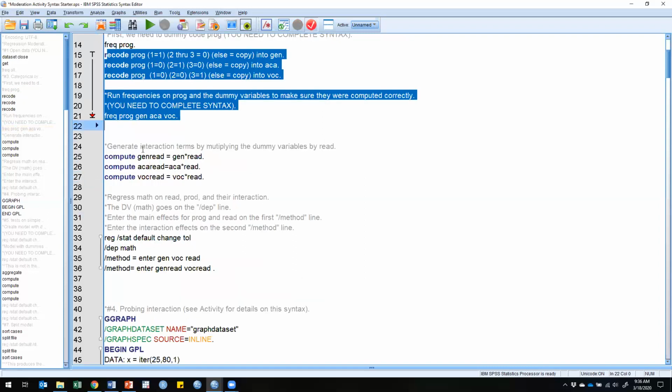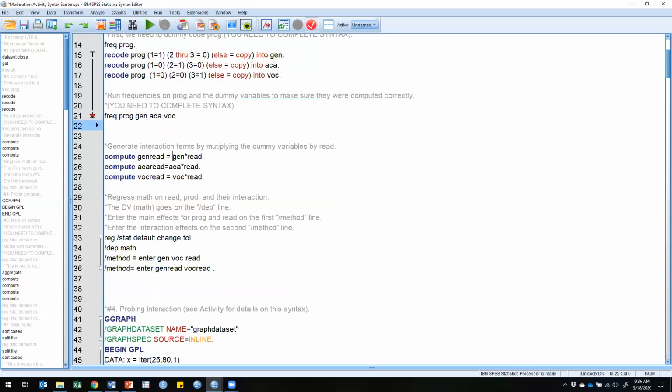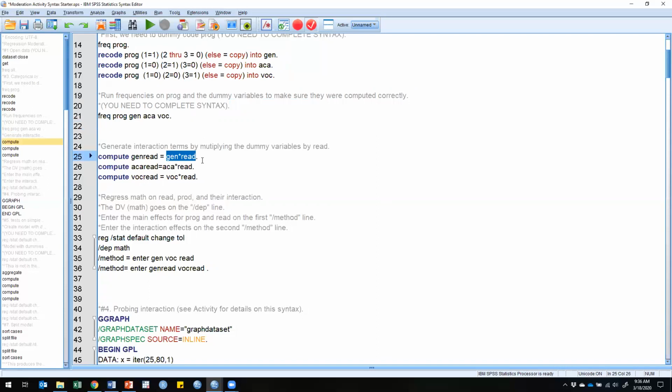The next thing we need to do is actually generate or operationalize our interaction terms. And we do this by just multiplying the variables together. So we multiply each level of our categorical variable by our continuous variable. I'm just going to call these gen read, academic read, and vocational read.